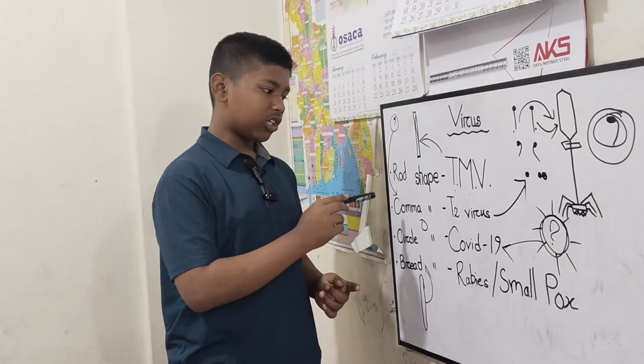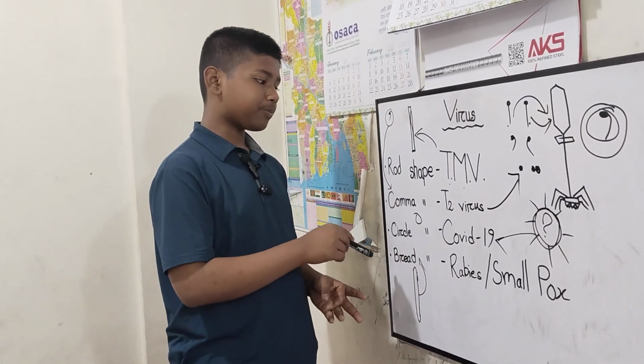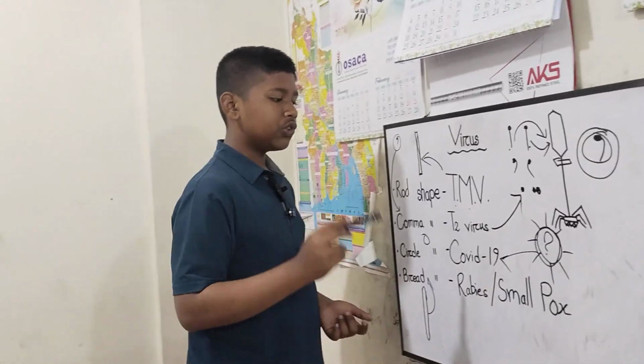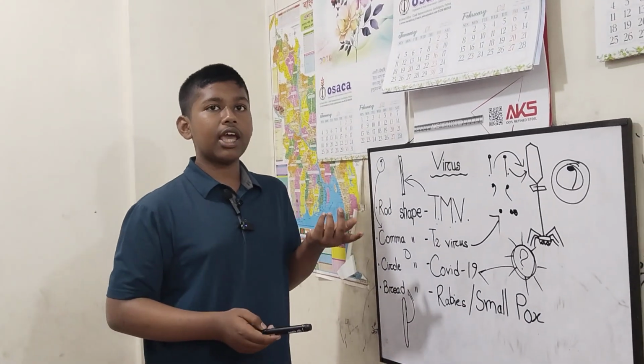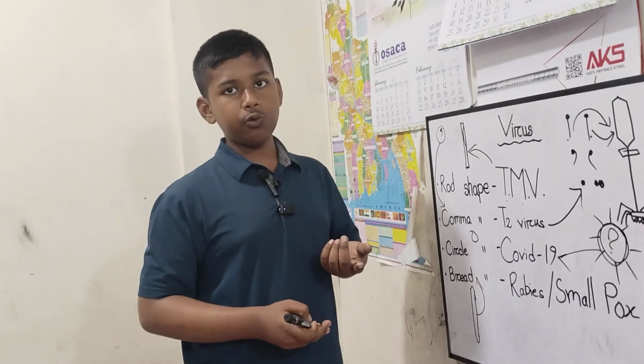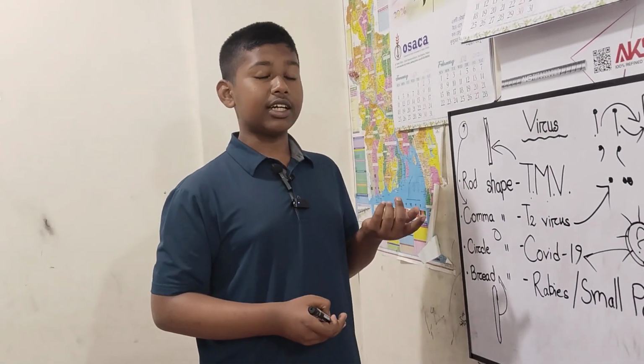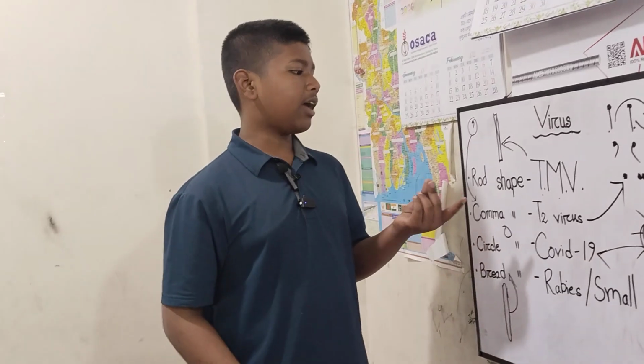Virus are four types: rod, comma, circle, bread. Rod shape is TMV, tobacco mosaic virus. We know what tobacco is. Tobacco is an area or factory where smoking, or should I say it, yeah, cigarettes are actually made.